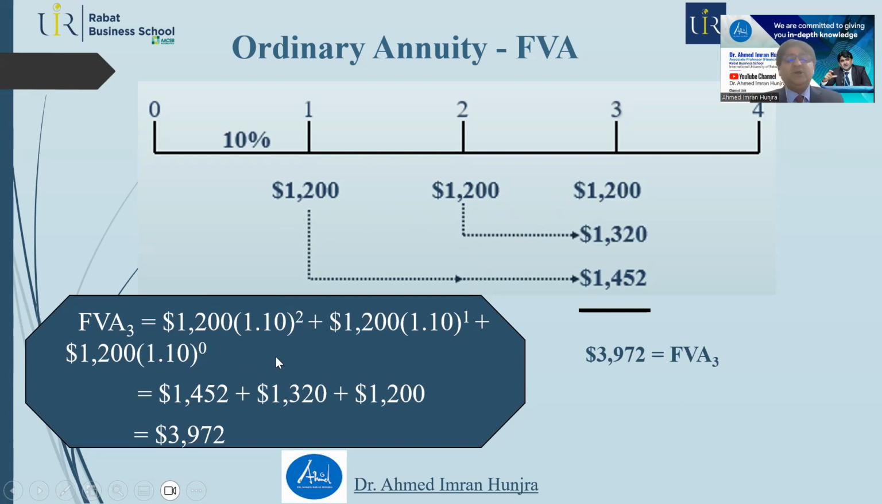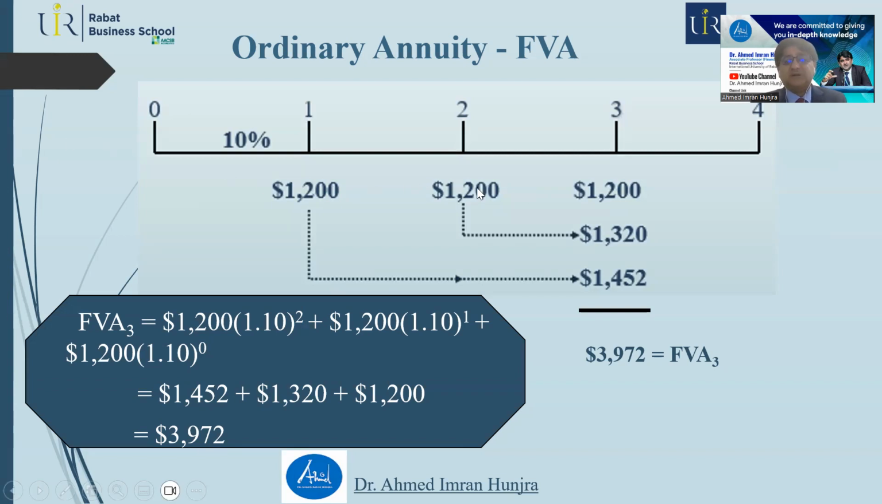After simplifying, how much will we be getting? So we are moving towards the later money, the direction is towards the future value. So in 3 years, we will be getting 3,972. If we invest 1,200 at the end of each time period for 3 years at the rate of 10%, then we will be getting 3,972.